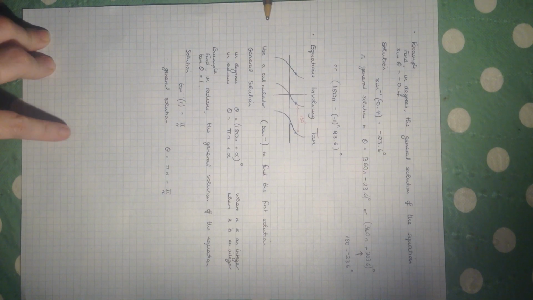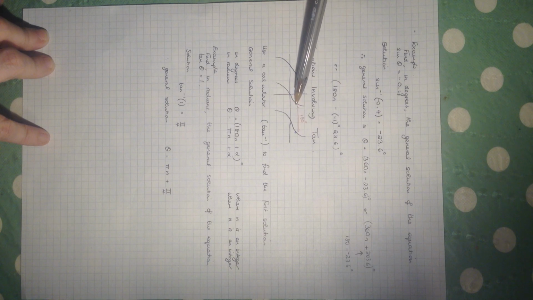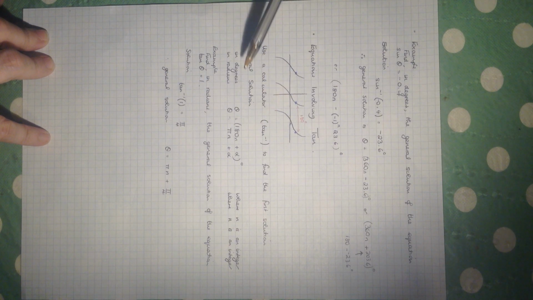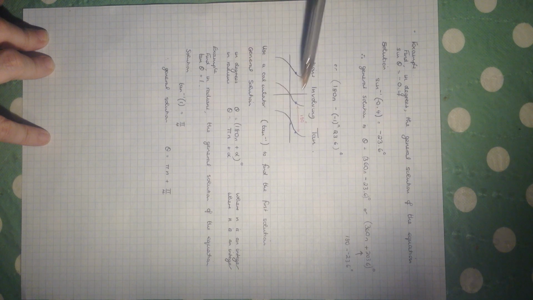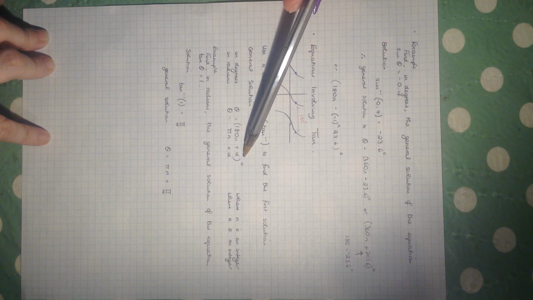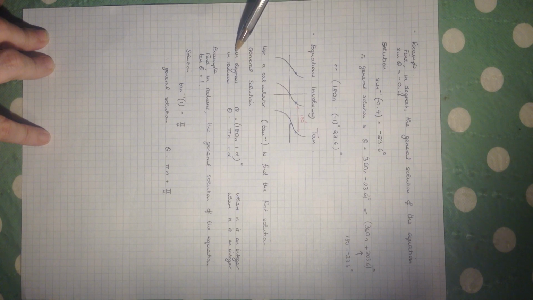Equations involving tan are slightly easier in that it's one repeating pattern every 180 degrees or every pi radians. So again, we use a calculator to find the first solution, alpha, using the inverse tan button. And then the general solution will just be our alpha plus however many lots of 180 we had. So it's 180n plus alpha in degrees, or pi n plus alpha in radians.